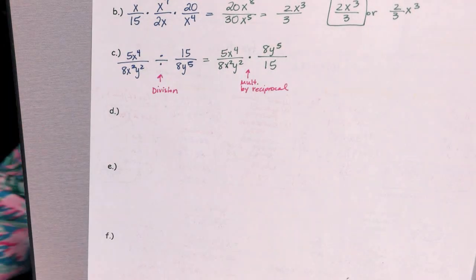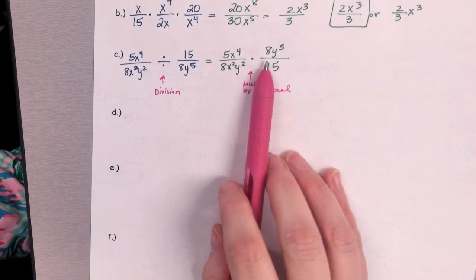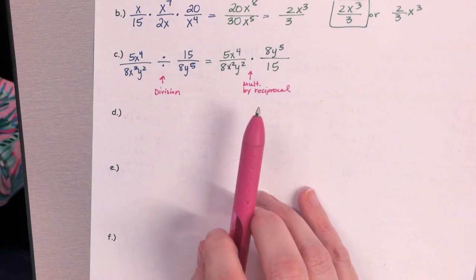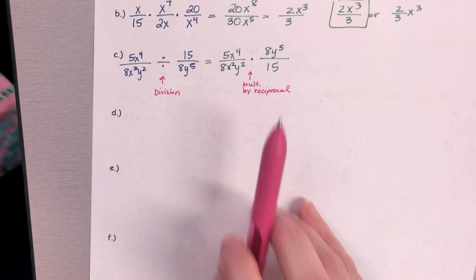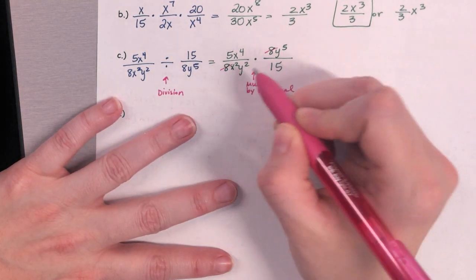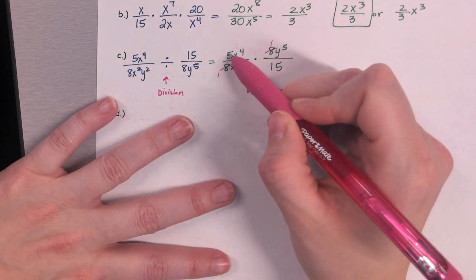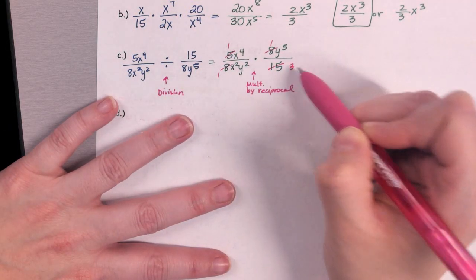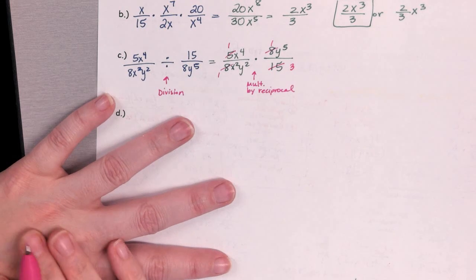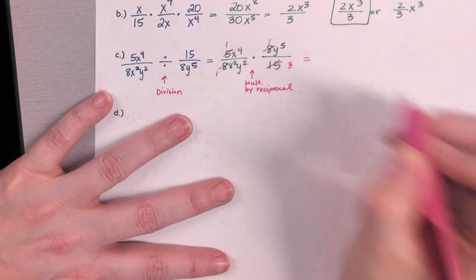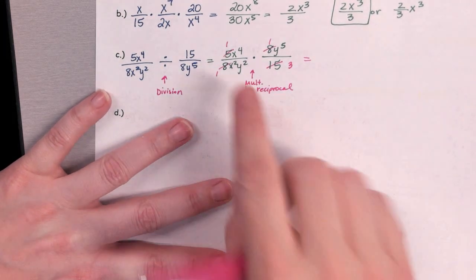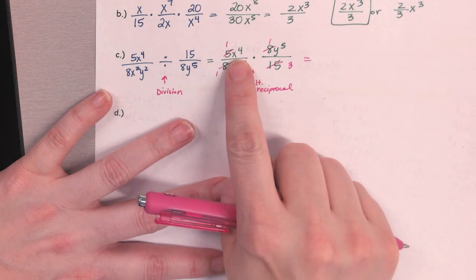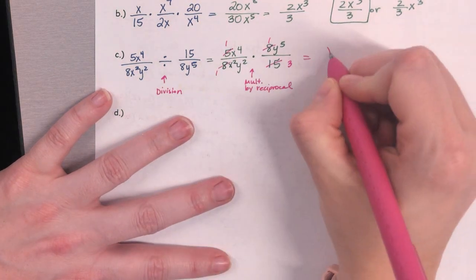The reason why this would be a good time to cancel things out is see how you have 8 on top and 8 on the bottom? So you know that's just going to make 1, right? 8 divided by 8 is 1. And then 5 and 15. How many times does 5 go into 15? 3 times. Goes into itself once, goes in there 3 times. So now I can multiply straight across. So 1 times anything is itself. x to the 4th times y to the 5th.